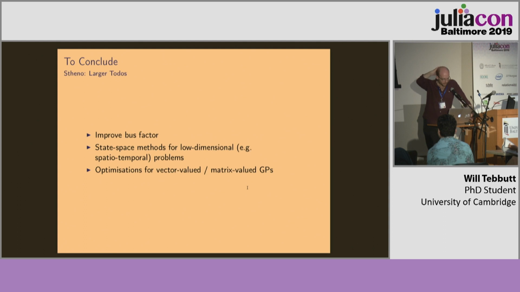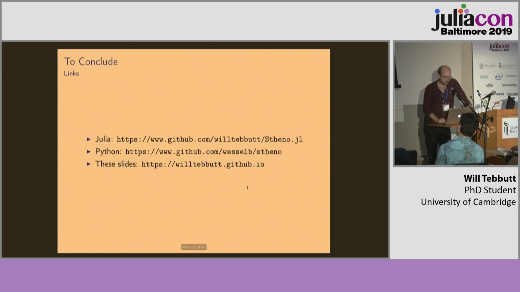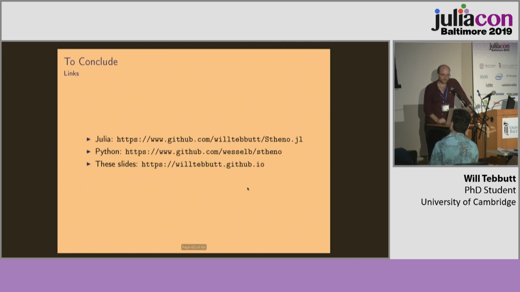The serious things I need to do is improve the bus factor. I've already been doing this by myself. And there's some serious scaling things with state space methods for low-dimensional GPs, and also some optimizations for vector-valued and matrix-valued GPs. So thanks to Wessel and my supervisor Rich, and to Hong and the Turing team, and Invenia Labs for continued support. And yeah, some links, and there's also some references. Thanks.